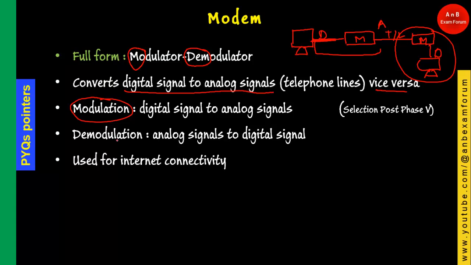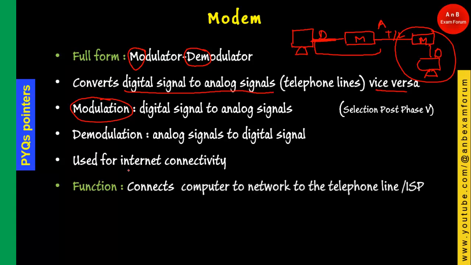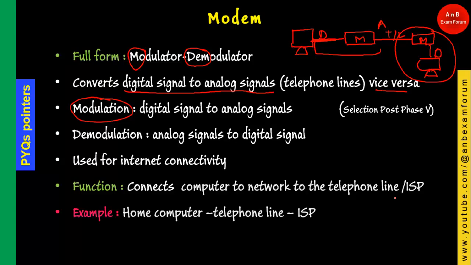Okay, and the primary purpose of modem is internet connectivity. Nowadays everybody knows that modem is used to connect to the internet, and the function, as I told you, is that it is going to connect the computer to the network via telephone line or ISP. An example is a home computer connected to the telephone line, and the telephone line is connected to your internet service provider, from which you are using the internet. Okay, so from this modem, you should know what is modulation, what is demodulation, and what is the full form. So the full form is very important.